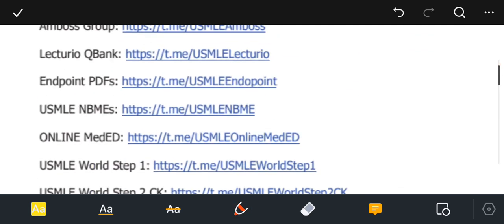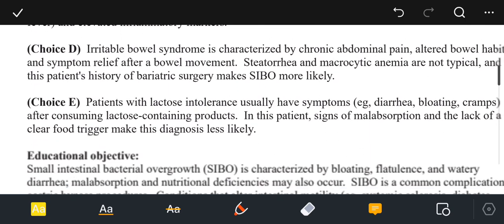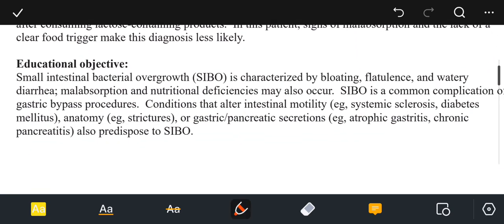The educational objective of this question is over here. Small intestinal bacterial overgrowth is characterized by bloating, flatulence, and watery diarrhea. Malabsorption and nutritional deficiencies may also occur. SIBO is a common complication of gastric bypass procedures. Conditions that alter intestinal motility, for example systemic sclerosis and diabetes mellitus, and anatomy, for example stricture or gastric bypass, as well as gastric and pancreatic secretions, for example atrophic gastritis and chronic pancreatitis, also predispose to SIBO, that is small intestinal bacterial overgrowth.